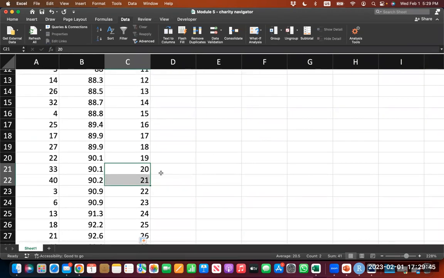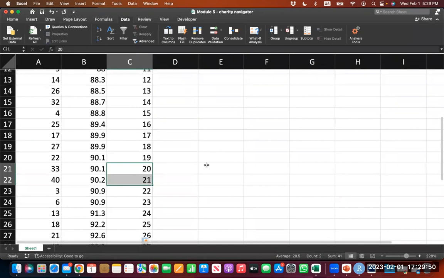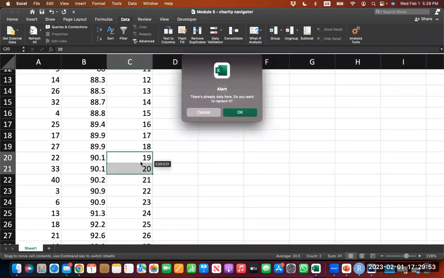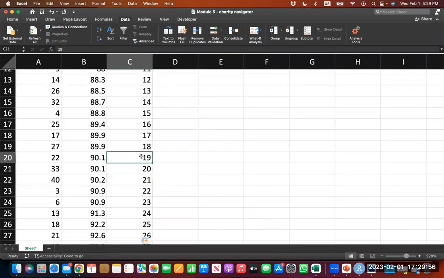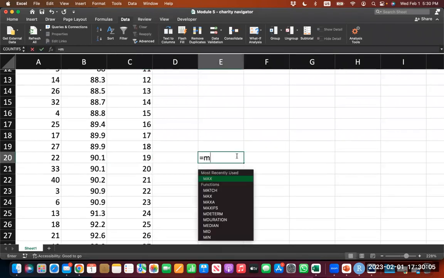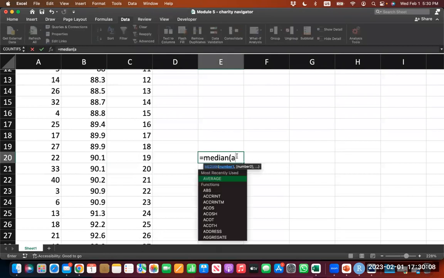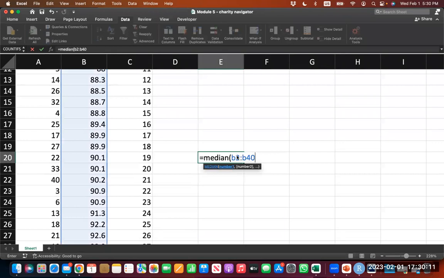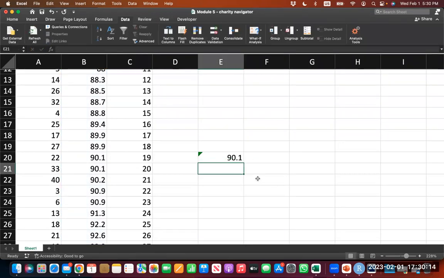Yes. Why do you do the 20s when we learned about 19 and 20? Well, because if I do 19 and 20, then I only have 19 for the upper part, right? But it's uneven in one direction. Okay, let's bring this to the test. Let's say median, B2 to B40. It's 90.1. You're right. It's 19 and 20. Yeah, I agree. I had a miscalculation. It needs to be 19 and 20.